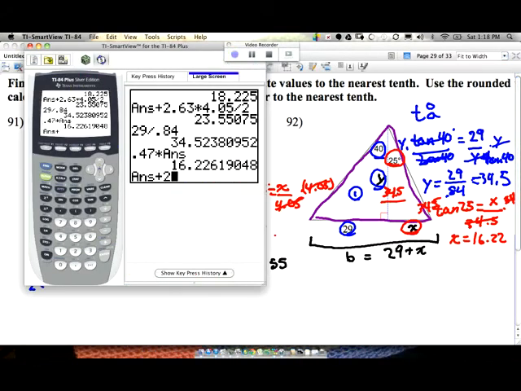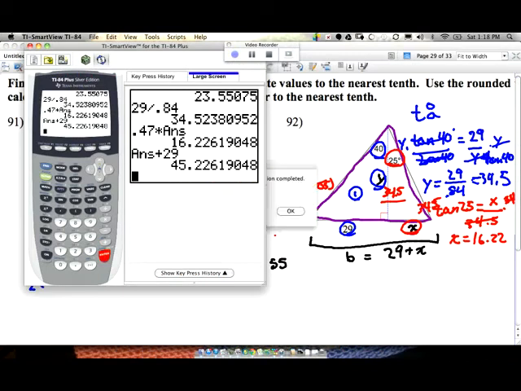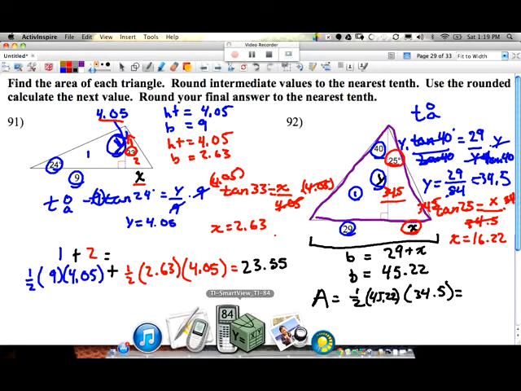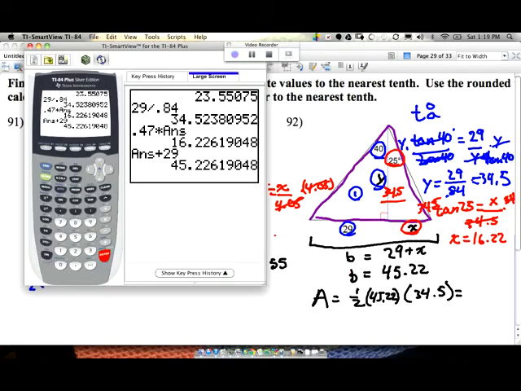So the area of the whole triangle, again, is 1/2 base and height, which in this case is 45.22, times the height, which is 34.5. Let's see what we get if we multiply those numbers. So that times 34.5, then divided by 2, equals 780.15. Wow, that's a lot bigger.